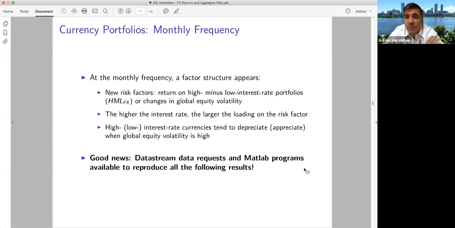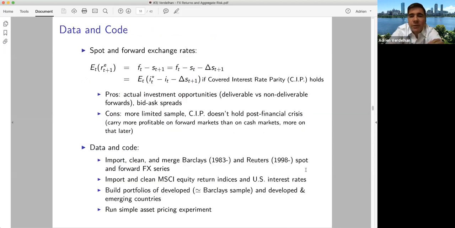I'm still talking about one object, the one that showed up in Hanno's presentation, a currency excess return. I borrow in the US, I invest in a foreign country for 1 month. The only source of risk is a change in exchange rate over this month. Now, here's the good news. Everything I'm going to show you now, you have it. You have both the data and the MATLAB programs. Okay? So let me explain what we are sharing today.